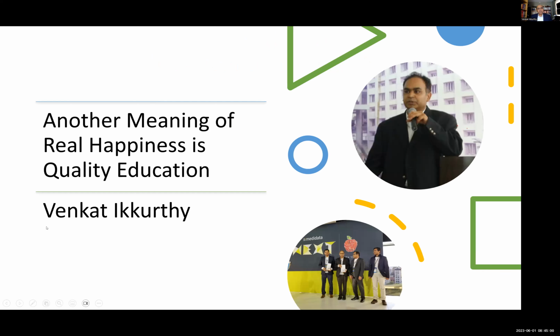So our approach is a very, very simple logic here. Another meaning of real happiness is quality education. Education and quality education are totally different concepts here. See, 99% of us study because we want to get a job. We want to make our education our livelihood. So in that case, quality is very, very important.